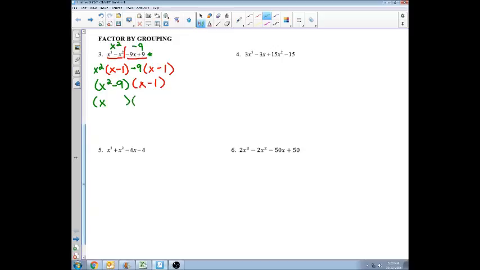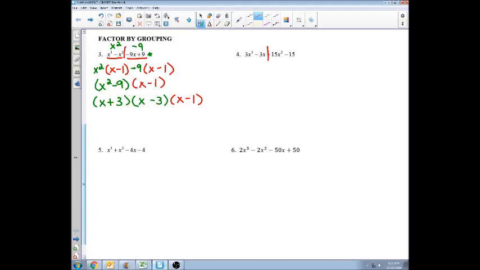I'm going to have two sets of parentheses. Take the square root of the first term, put it at the beginning. Take the square root of the second term, put it at the end, positive, negative, and I have factored x squared minus 9. Now I do not want to forget about our x minus 1, and we are done factoring by grouping. Okay?